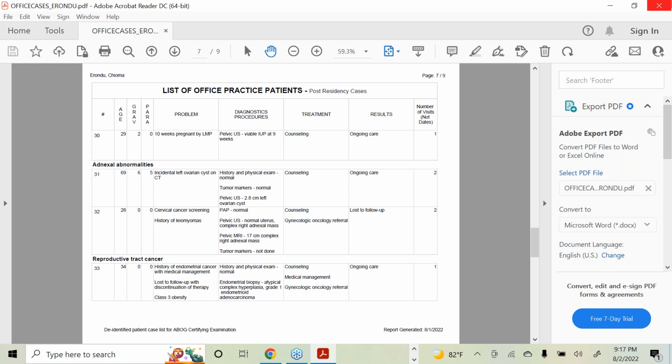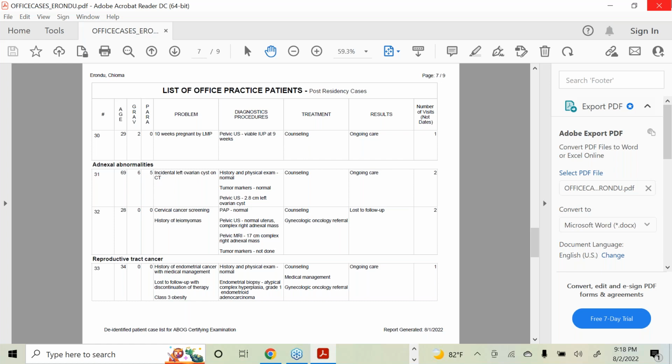We want to use words like simple, complex, septate, solid, feature suspicious for malignancy, excrescences, mural nodules. You can take words right off the ultrasound report, such as suggestive of endometrioma, suggestive of cystic teratoma, consistent with hemorrhagic cyst. Those are the things that help the examiners figure out, and particularly on the GYN case list, why you might be choosing to operate on these things. And it's important, if you haven't written that on the case list, just to throw those words in there. But those are all really important.